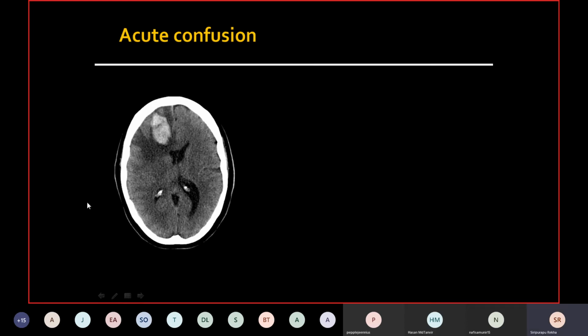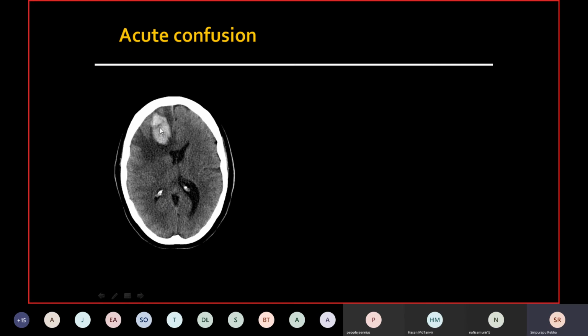So next case, this is a patient presenting with acute confusion. This is a CT done at day 0 of presentation. And what we're seeing here again is a lobar hemorrhage. Okay, so not a typical hypertensive location.